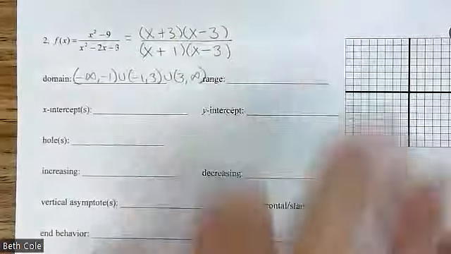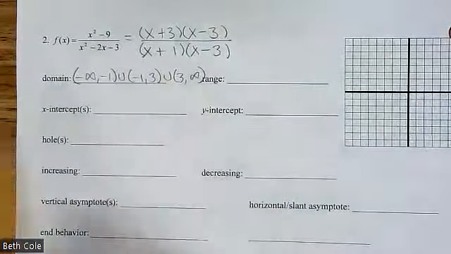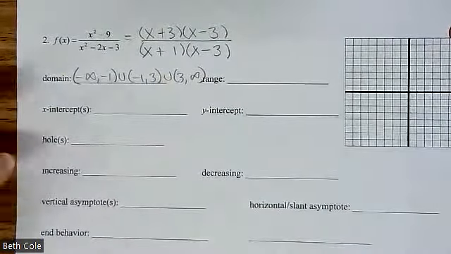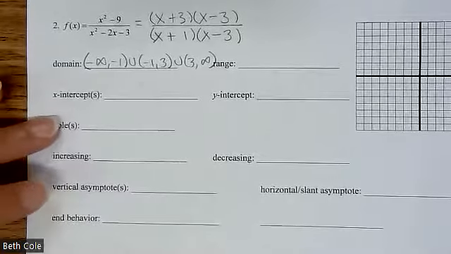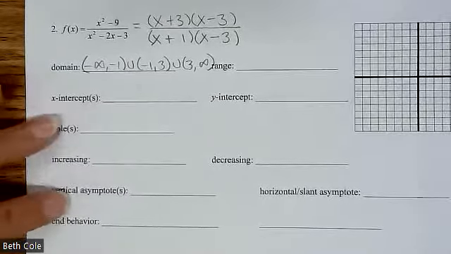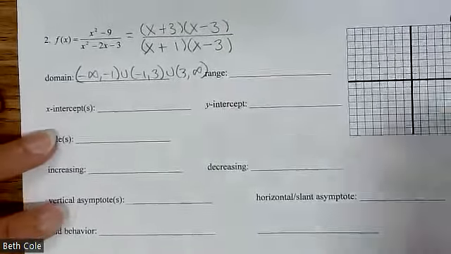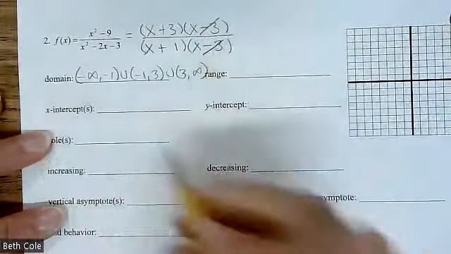All right, now what 2 things did I say to do next? What goes with that? Hole and vertical asymptote. Hole is if it cancels. Vertical asymptote is if it doesn't. So does something cancel? Yes. 3 becomes the hole.